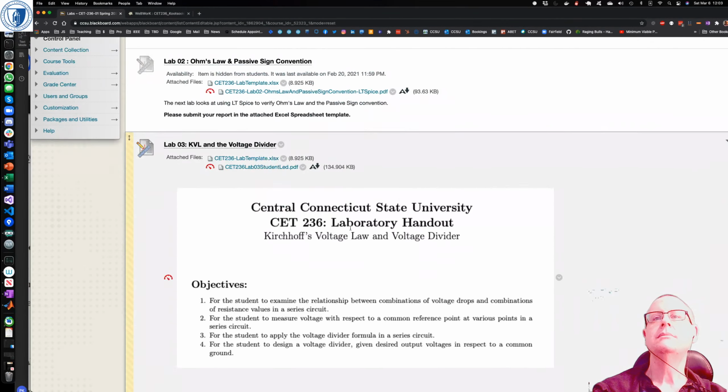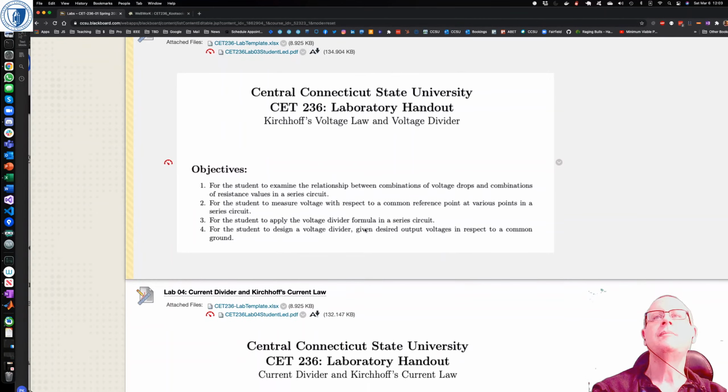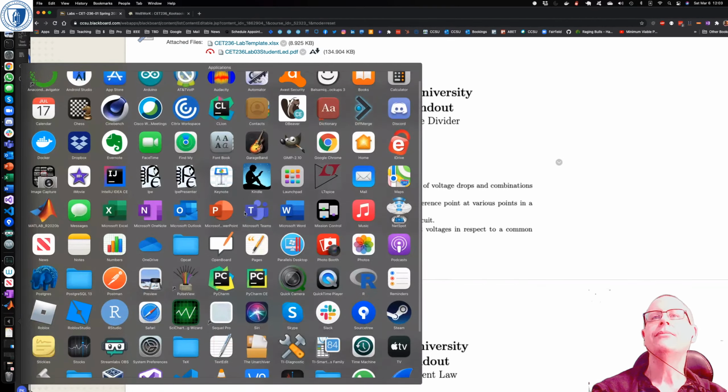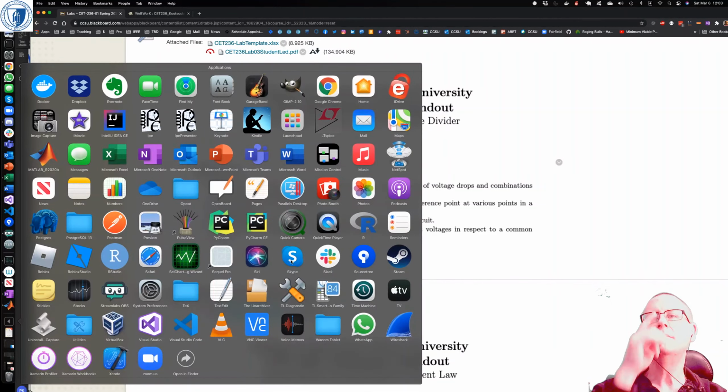So it asks for part 1. It asks for the voltage drop for each of the resistors, and you showed us kind of how to do that, right? Where you drag the measure over the resistor. That's right. So yeah, it also asks to measure out the nodes as well.